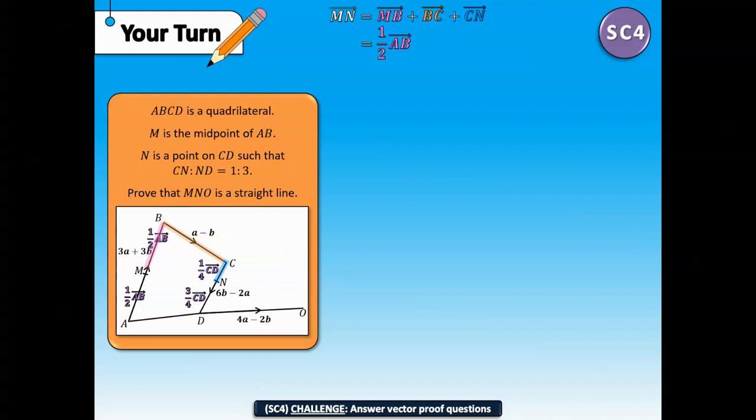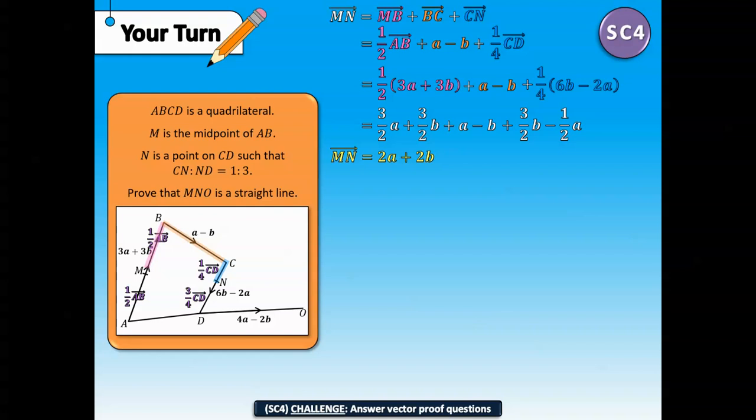MB is a half of AB. BC is a minus b. And CN is a quarter of CD. AB is 3a plus 3b. And CD is 6b minus 2a. So we expand the brackets and then simplify. So MN is 2a plus 2b.